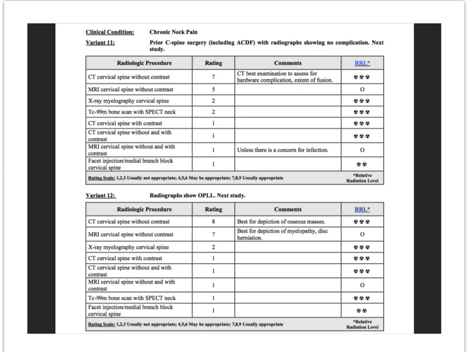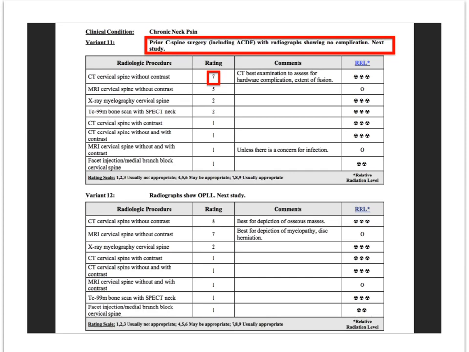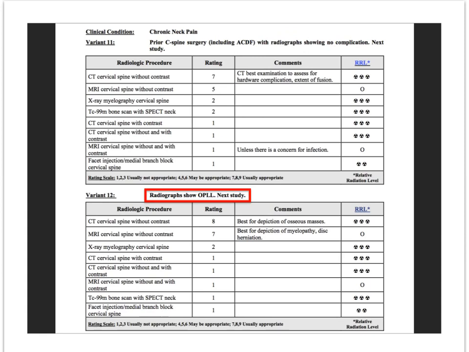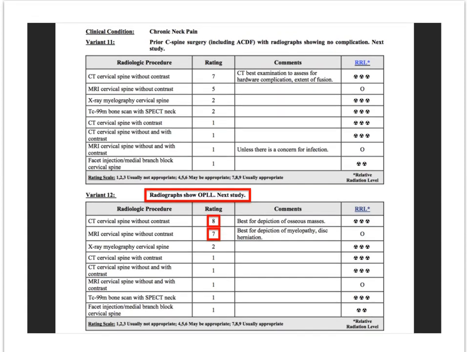Not all cases get MR to follow up. A patient with chronic neck pain after spinal fusion surgery is routed to CT. A patient with chronic neck pain and ossification of posterior longitudinal ligaments on radiographs is routed to CT. But comments flexibly guide you to use MR if myelopathy dominates the clinical picture.